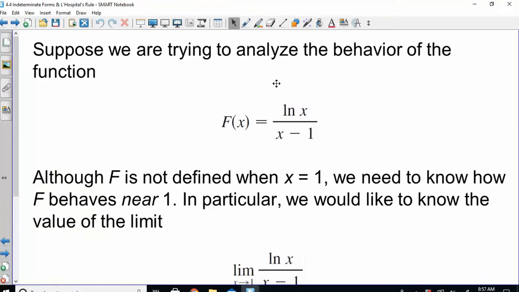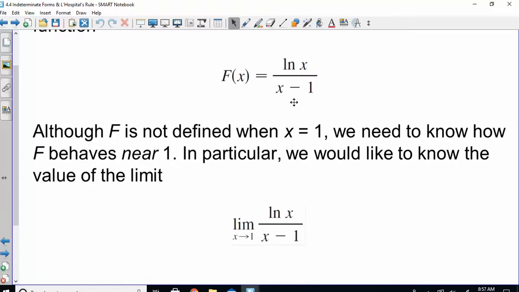Okay, let's say I had the function the natural log of x over x minus 1. If I tried to evaluate the limit as x approaches 1, the natural log of 1 is 0. And on the bottom, I would get 1 minus 1, which is 0. 0 over 0, we actually don't know what that turns into, because can you have 0 on the bottom?